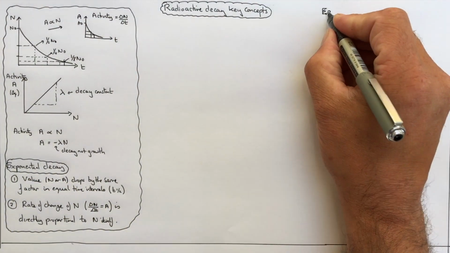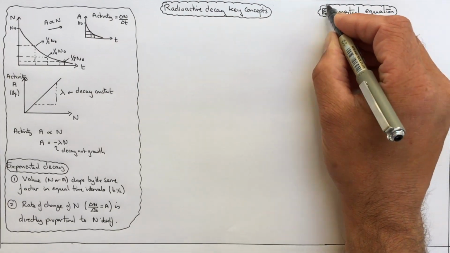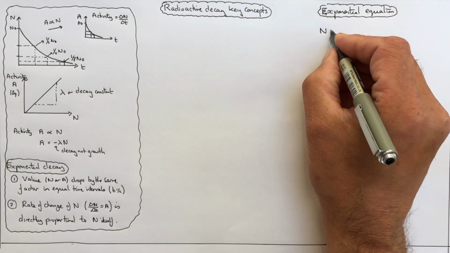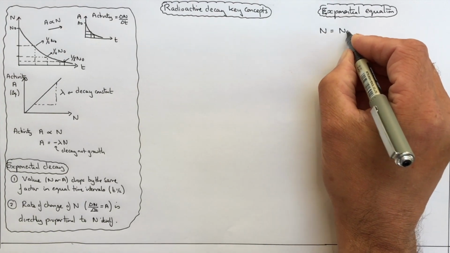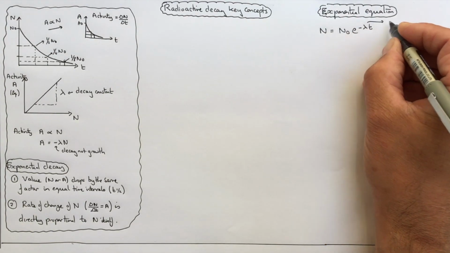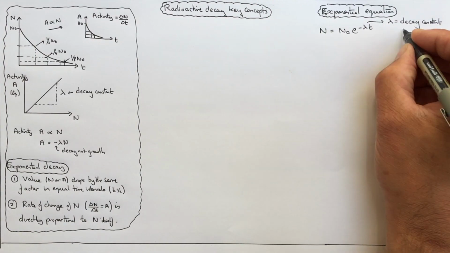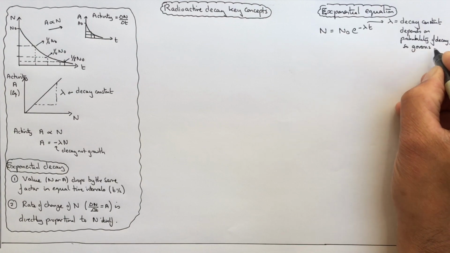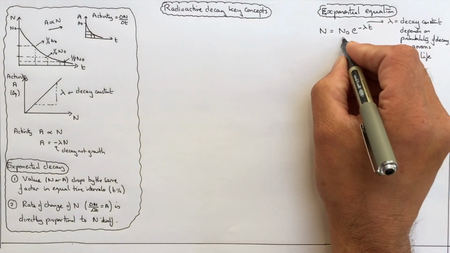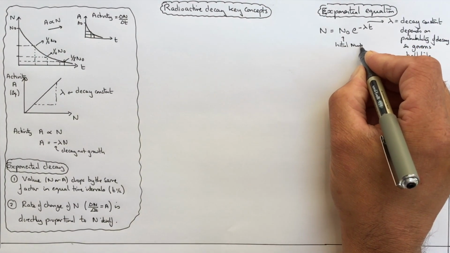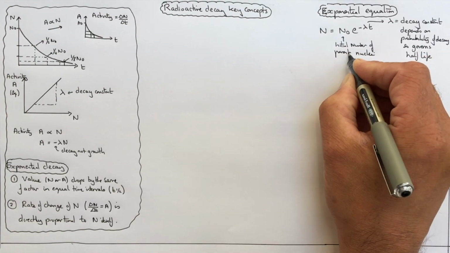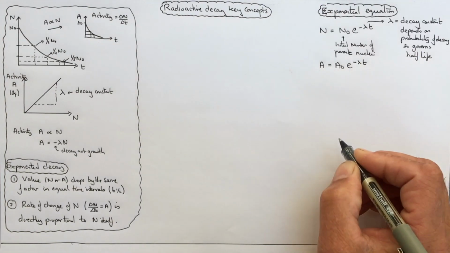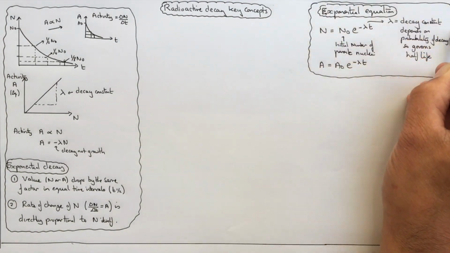So how do we write this exponential decay mathematically? The number of parent nuclei left after a certain time, N, is equal to N naught e to the minus lambda t, where lambda is the decay constant, and this depends on the probability of decay, which is governed by the half-life of the source. N naught is the initial number of parent nuclei. We can also write A equals A naught e to the minus lambda t, as A is directly proportional to N.